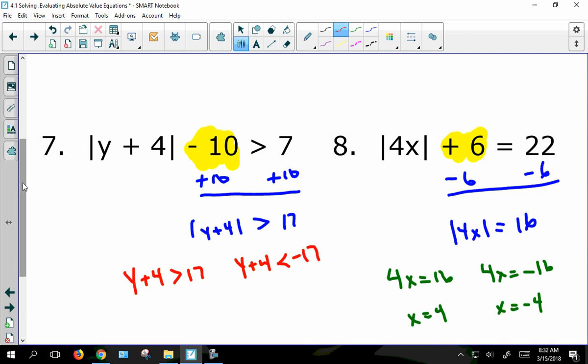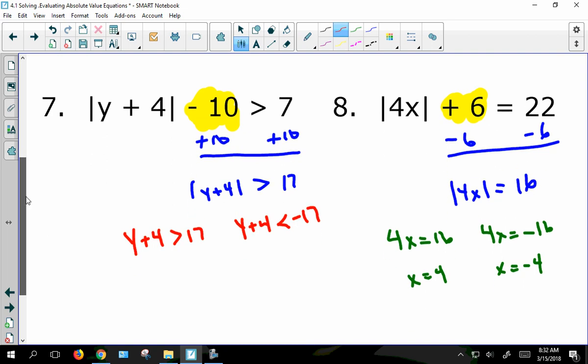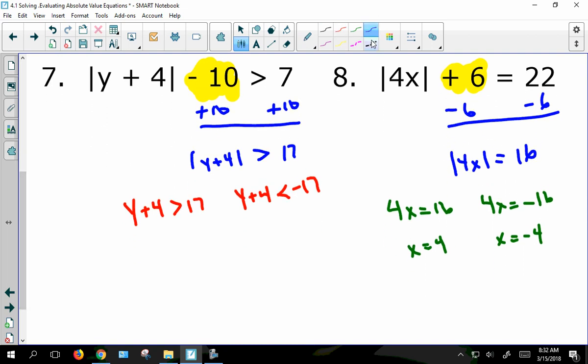That's the hardest thing. You got to remember that when you set it equal to the negative, you got to flip the inequality. So y is less than, what number goes here? 13, because I subtracted 4. You guys got to start knowing these steps.